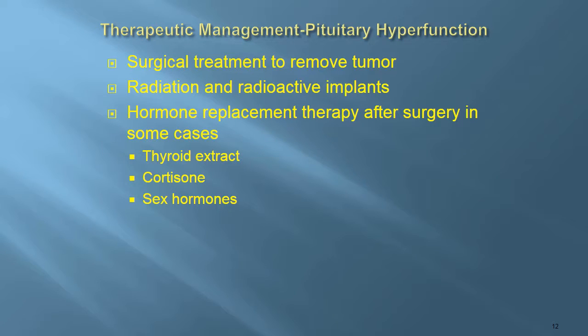Therapeutic management of pituitary hyperfunction would include surgical treatment if there's a tumor, so the tumor would be removed. Radiation and radioactive implants are used. Also, hormone replacement therapy may be used after surgery. They might include thyroid extract, cortisone, and sex hormones.